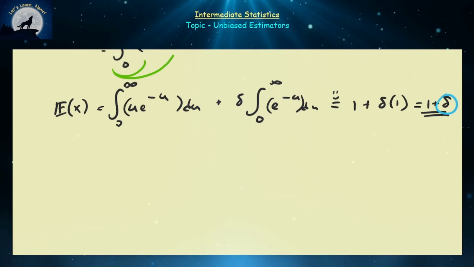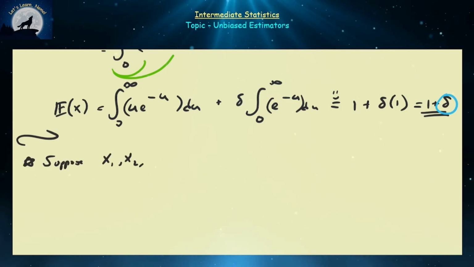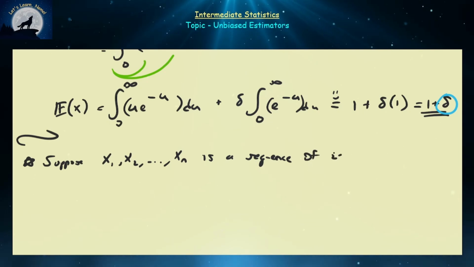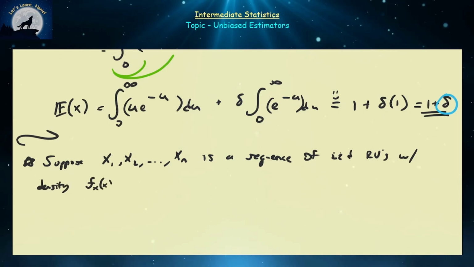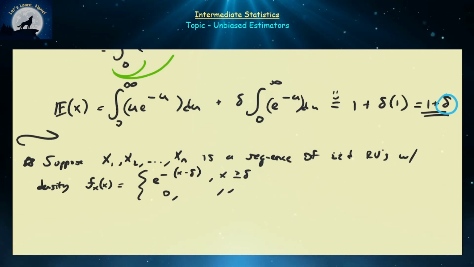Now, what is delta? Maybe you do or do not know what delta represents here, but maybe we want to estimate this parameter delta with a sample. So what we want to do is as follows. Let's suppose that x1, x2, down to xm is a sequence of independent and identically distributed random variables with probability density f of x equal to e to the minus (x minus delta), x greater than or equal to delta, 0 otherwise.